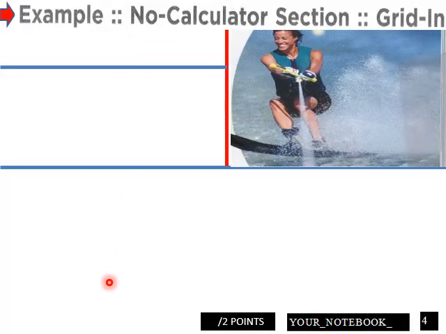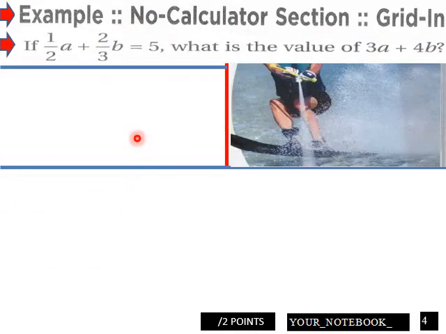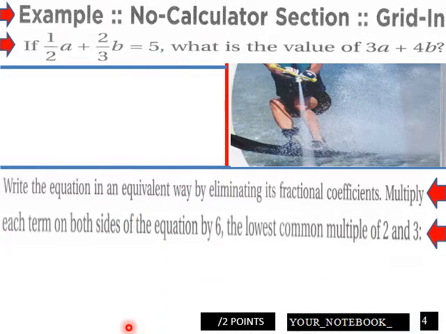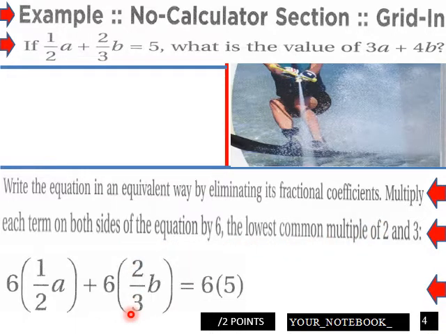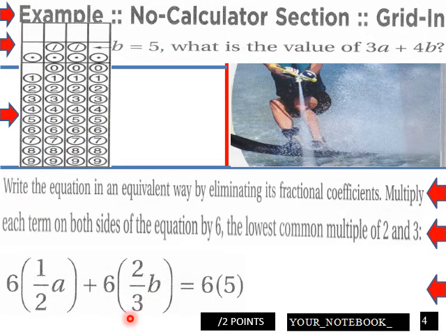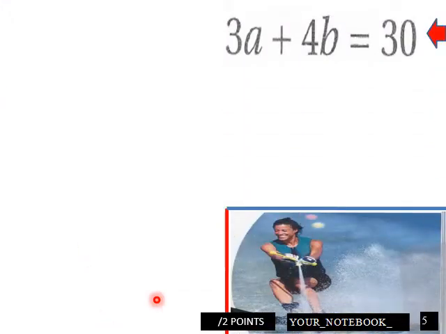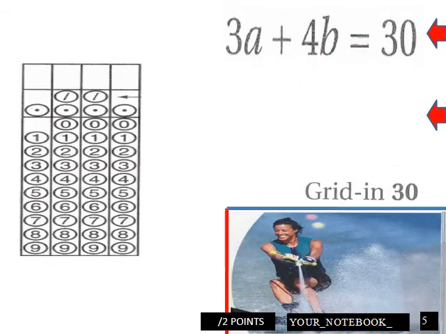Page 4 now on this lesson. Example, no calc section, grid in. If 1/2 a plus 2/3 b equals 5, what is the value of 3a plus 4b? Write the equation equivalently by eliminating its fractional coefficients. Multiply each term on both sides of the equation by 6, the lowest common multiple of 2 and 3, and you will get this expression. Do we have a solution yet? Not quite yet. 3a plus 4b equals 30. Grid in 30 for that.